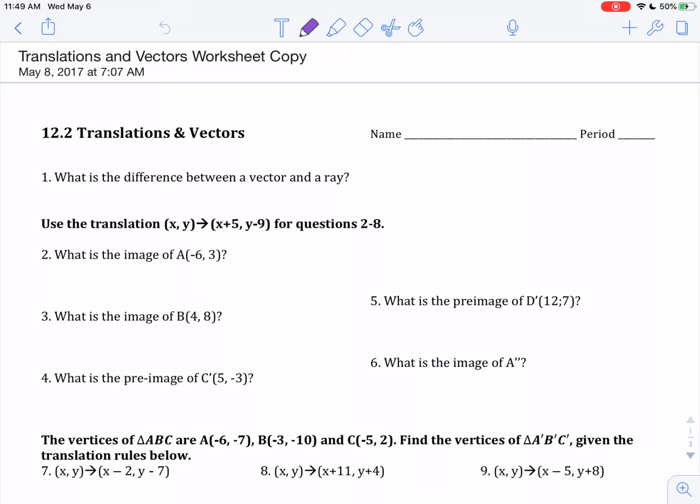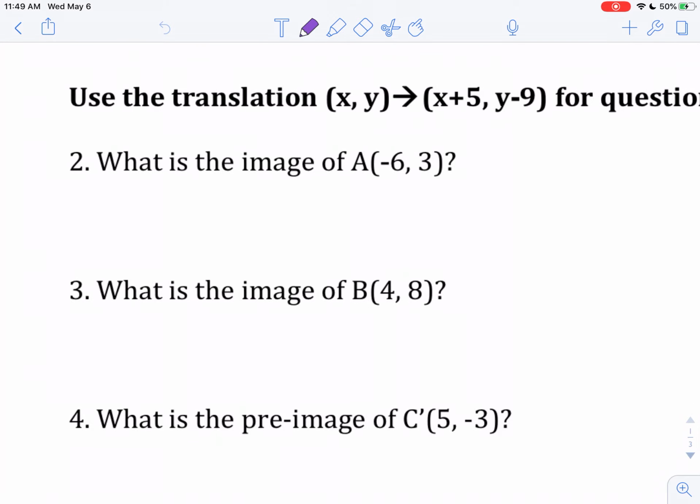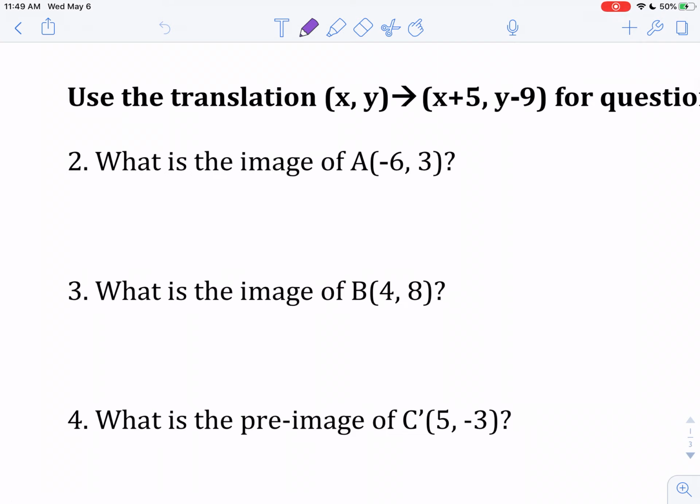All right, so most of them are pretty straightforward. I'm just going to point out, just to get us started. Our rule is (x, y) gets mapped to (x + 5, y - 9). So I'm going to take my x coordinate, add 5 to it. So A prime is hanging out at -6 plus 5, also known as -1. And then my y coordinate is at 3, and I'm going to subtract 9 from it. 3 minus 9, we get -6.